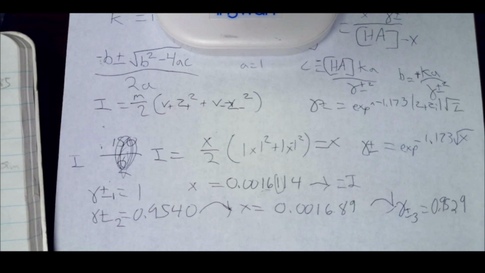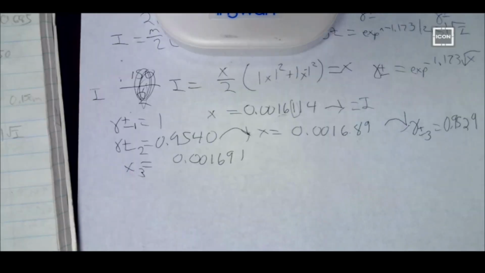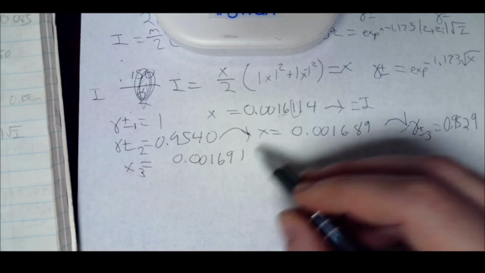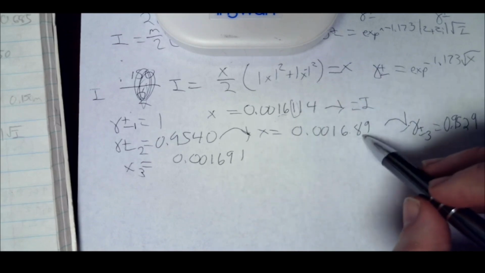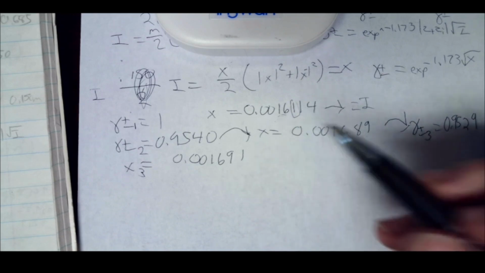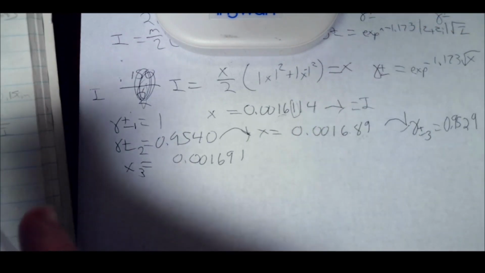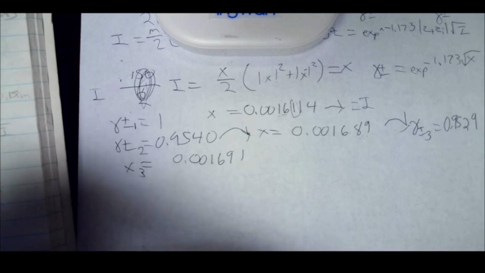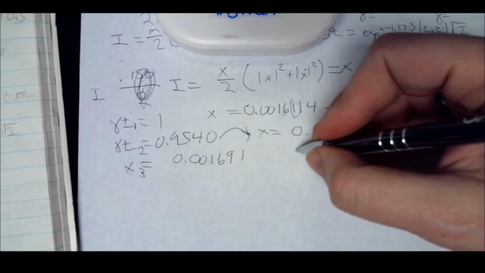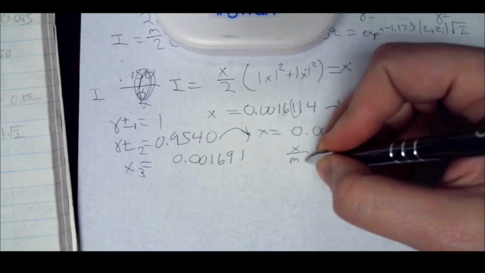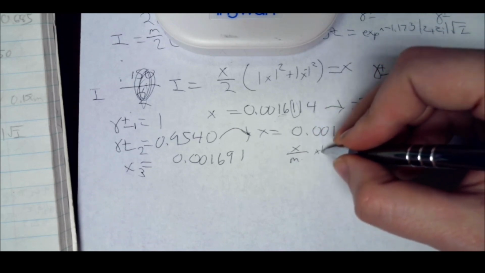So this third time, our x for the third situation is 0.001691. So now we have within plus or minus 2 in the second decimal place of x. So let's look. Now the actual thing they asked for is the degree of dissociation. So that's going to be x divided by our m of the HA times 100.